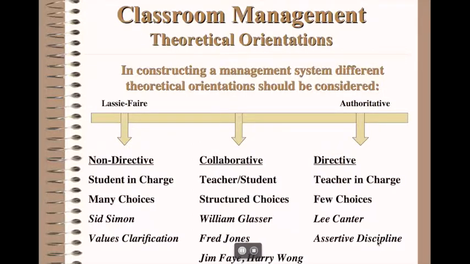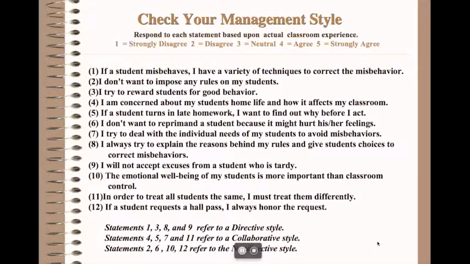So let's look at what each of these entail. If you want to find out where you fit in that, what you could do is stop the tape here and answer these 12 questions on a Likert scale from 1 to 5, and then on your sheet of paper add questions 1, 3, 8, 9 together, 4, 5, 7, 11 together, and 2, 6, 10, and 12 together, and your higher score probably leading you towards one of those three types of structures. You lean towards being assertive or collaborative or laissez-faire, non-directive.